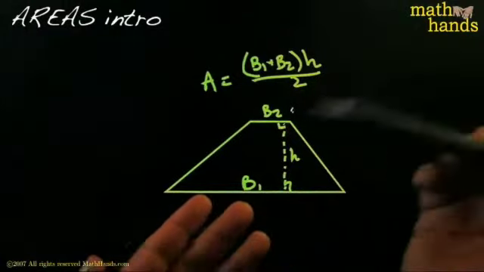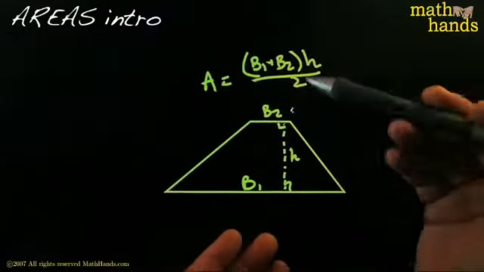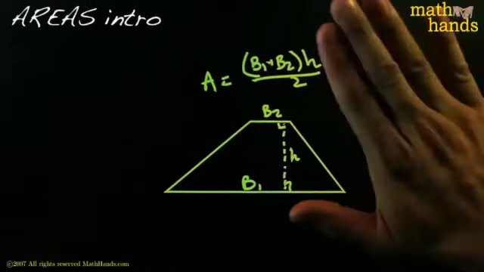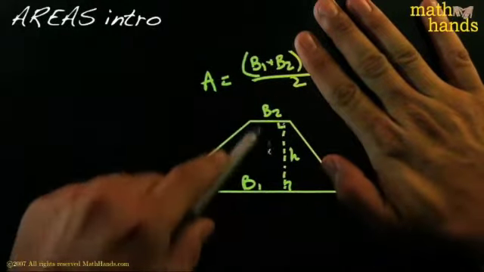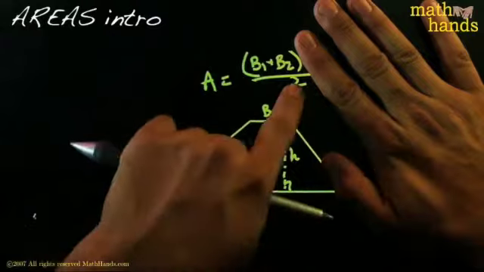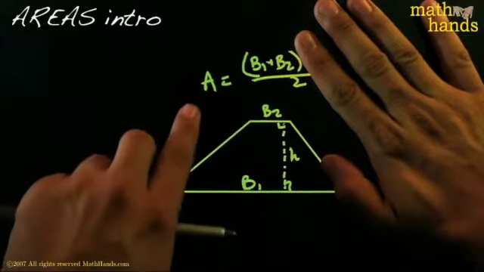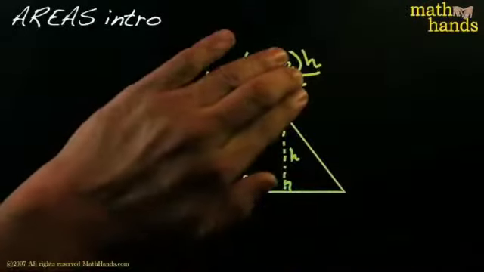And I'll try to interpret it a different way. Another way to interpret it is that you take the average of the bases. If you just cover the H here, the B1 plus the B2, that would be the sum of these divided by 2. That gives you the average of the bases. So you could think about it this way: the area is the average of the bases times the height.